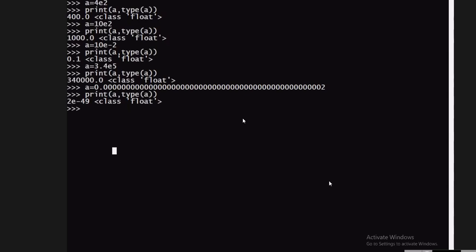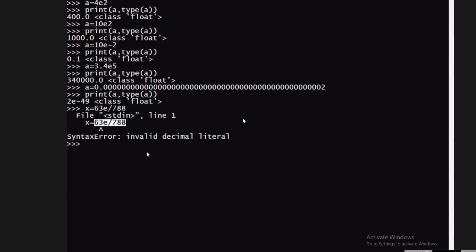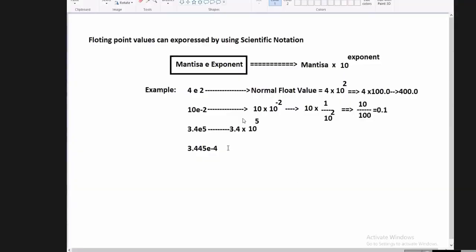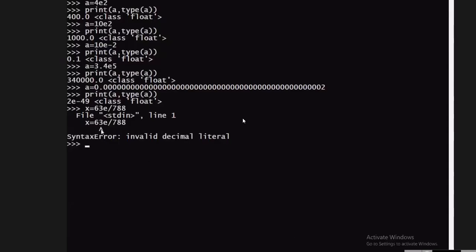Somebody is using something like X is equal to 63E/788, as they are using it. That is going out of coverage area, so please take care. I explained this: mantissa E exponent, which means mantissa times 10 to the power of exponent. I just mentioned it, so please try to understand. That is not a valid thing. This is called a complete blunder. It is an invalid thing.